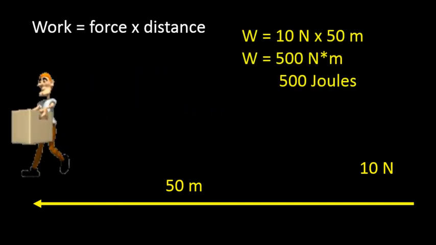And so now we have work equals the 10 newtons of force times the 50 meters of distance. And so work equals 500 Newton meters. And a Newton meter is another way of saying the unit for work, which is joules. So work equals force times distance. 10 newtons times 50 meters is going to equal 500 joules.